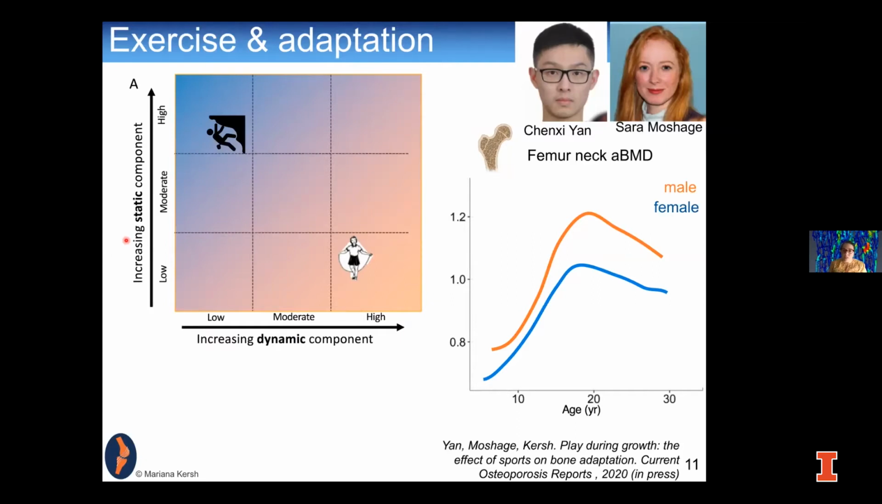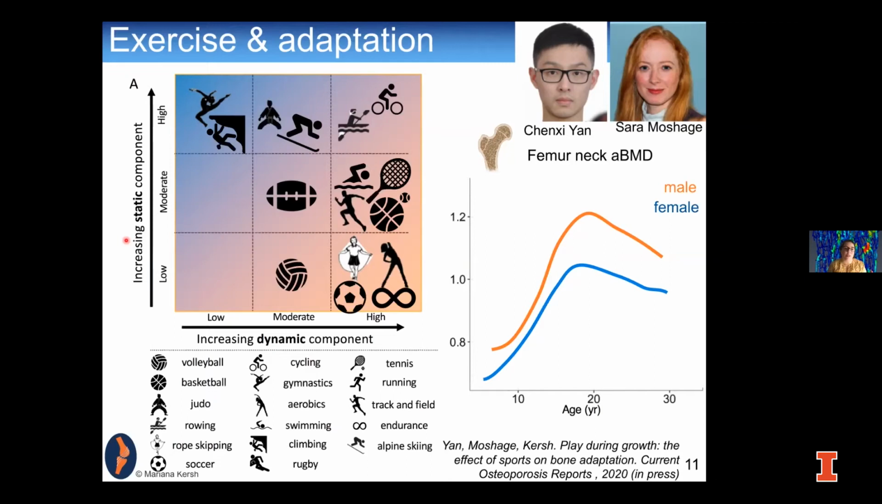And so we looked in the literature to see what was out there in terms of how does exercise affect femoral neck bone mineral density, for example. And these are some of the activities that we found documented. So I'll give you a second to look and find your favorite sport and see where you fall on this diagram. Obviously, there are some sports that have both a high static component and a high dynamic component, such as cycling. And now we can plot these on this control.